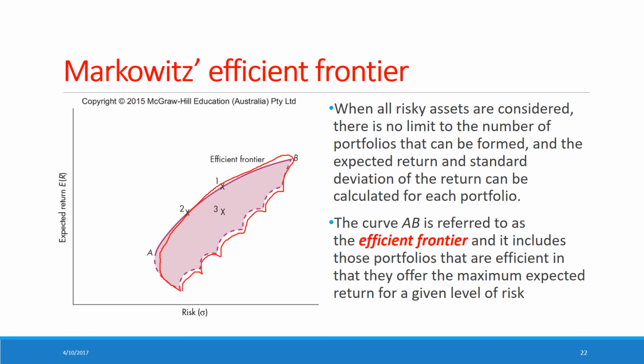So the curve AB from here to here is what we call an efficient frontier, and this curve includes all the portfolios that are efficient in the sense that they maximize return at the same level of risk, or they minimize risk at a given level of returns, right? So this is the foundation theory for modern portfolio theory, and this is developed by Markowitz from the idea of diversification, right?